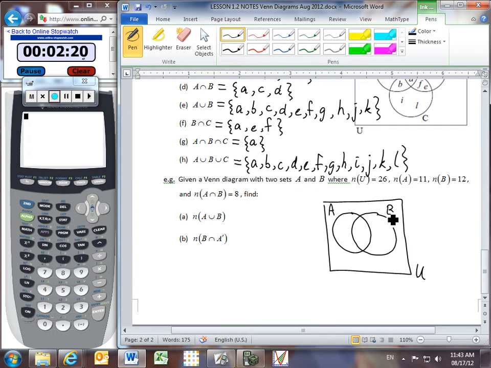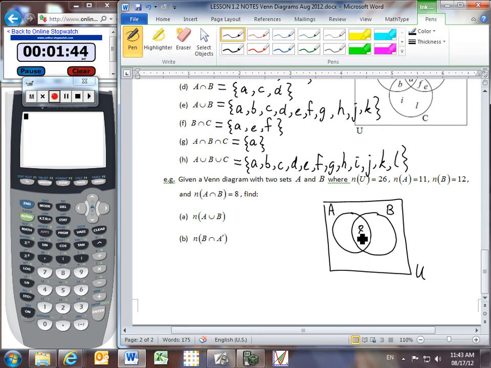We've been told that there are 26 elements inside the rectangle, the universal set U. I don't know what those 26 elements are, but I know that there's 26 things in the rectangle somewhere. 11 of those things are inside circle A, 12 of those things are inside circle B, and there's 8 things that are inside the intersection between A and B. This is the key to the problem right here. We must start by putting in that there are 8 elements inside the intersection.